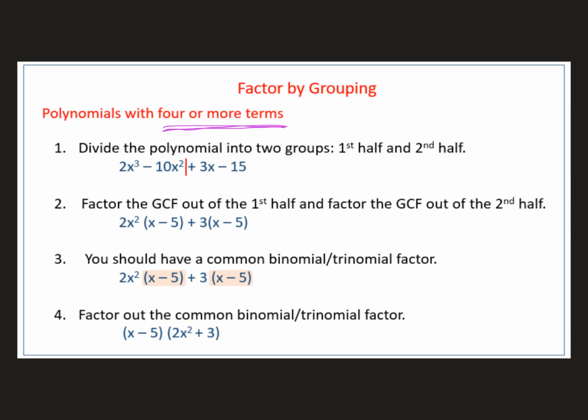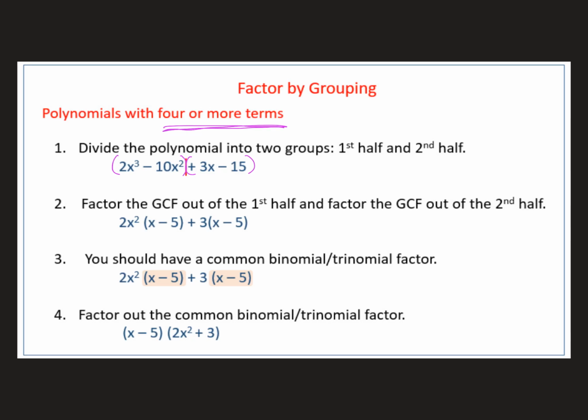So the first one is to make them into 2 groups. So I'm actually just going to put parentheses on here. That red line was just separating them, but now you can see this is what our work's going to look like. Once you have them in 2 groups, you look at each group separately, and you're going to factor out the GCF. So in our first group, you can see that they have a 2 in common. They also have an x squared in common. So you can take out a 2x squared, and you're left with an x minus 5.